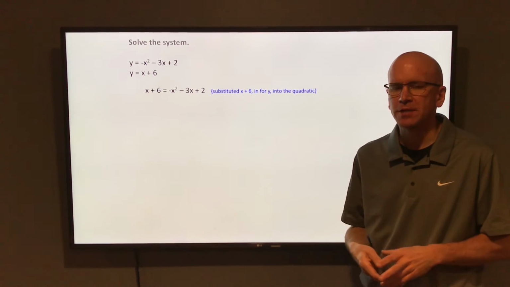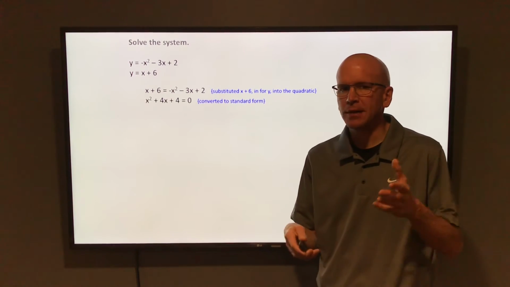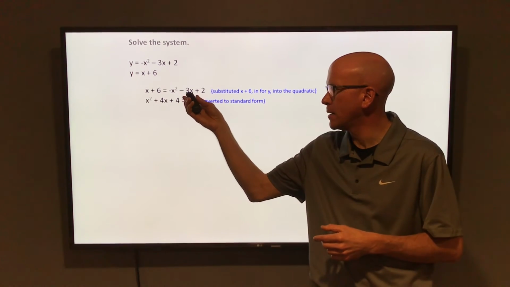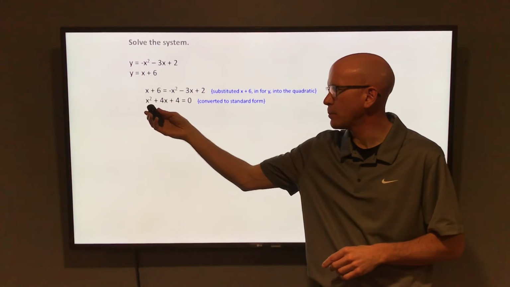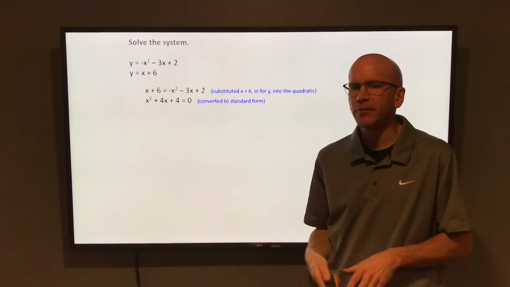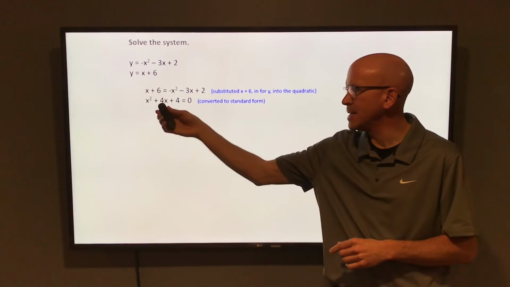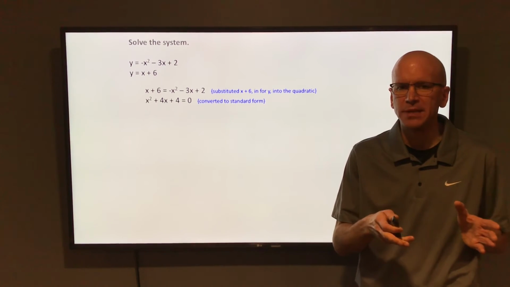You can solve that for x by getting everything to one side equal to 0, and try to keep the x squared positive. So we're going to add x squared, add 3x, and subtract 2 from each side. When you do that, you get x squared plus 4x plus 4 is equal to 0. Now that is actually a perfect square trinomial. It's in the form of a squared plus 2ab plus b squared that factors into (a plus b) squared.